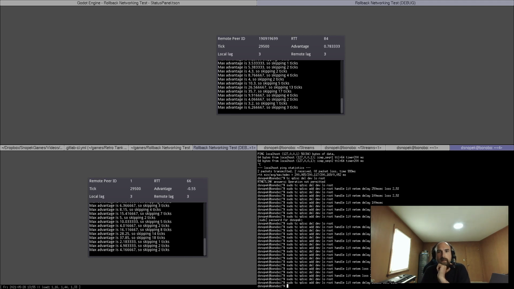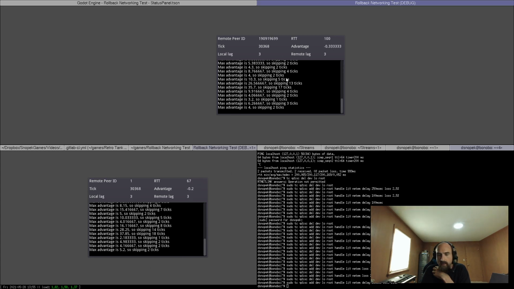Okay, that's not that bad either. The local lag and remote lag spike occasionally from like 3 to 7 or 8, where I think the 3 is just from the 25 milliseconds. And we're skipping frames occasionally, but that's not that bad. It's just that combo, I guess. 100 milliseconds latency and 2.5% packet loss is a big deal.